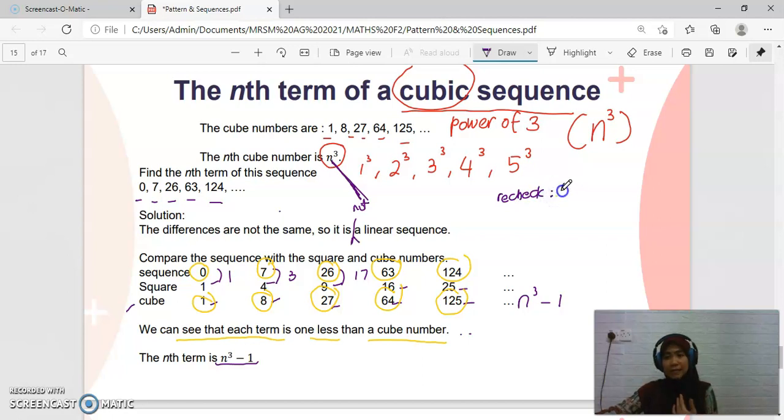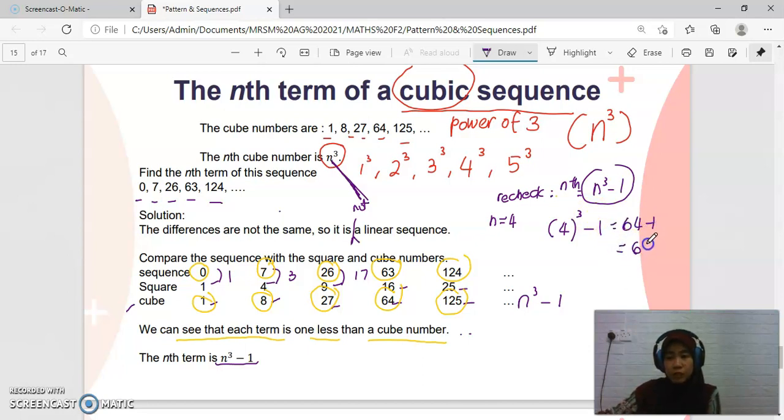Kita check. Okay. So kita recheck, let's say kita nak cari term yang keempat, the fourth term. So kita ambil tadi formula, kita masukkan 4 kuasa 3 tolak 1. So 4 kuasa 3 ialah 64. 64 minus 1, which is equal to 63. Okay, 1, 2, 3, 4. Yes, the fourth term is 63. So that is correct. So that is all about numbers, sequences.